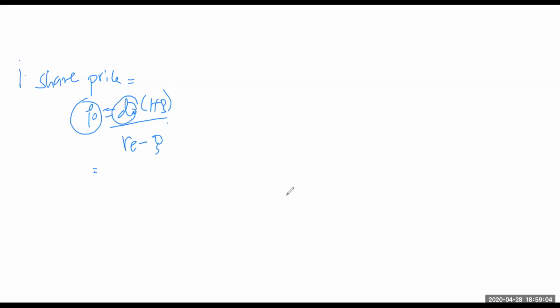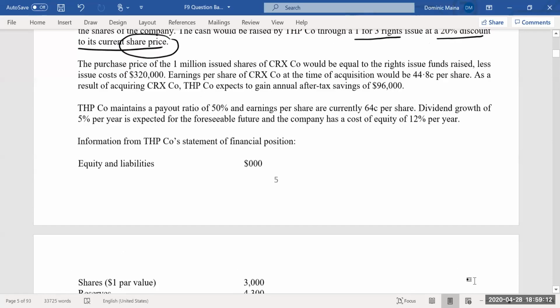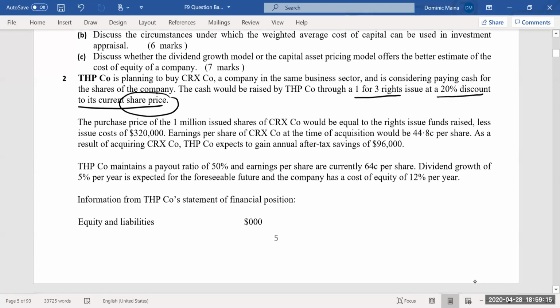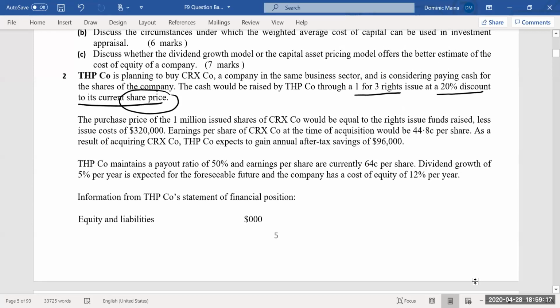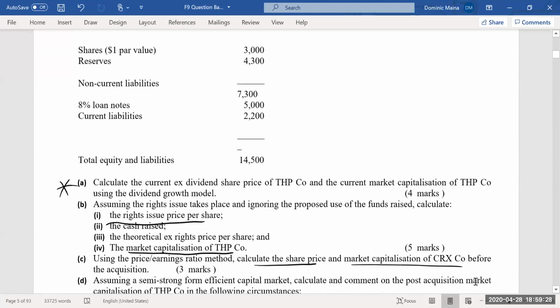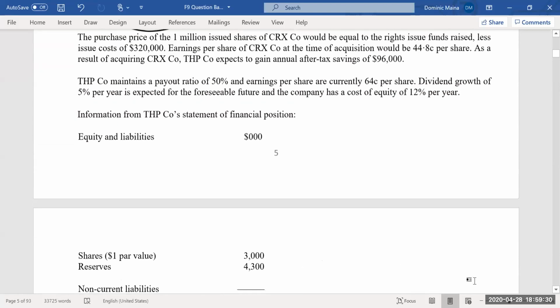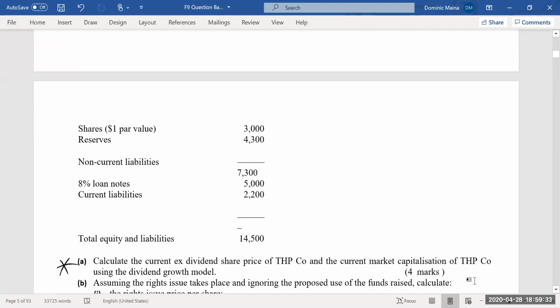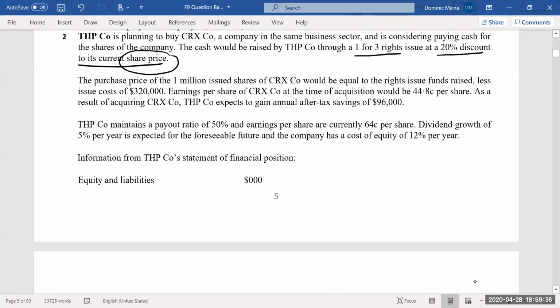Okay, so D naught, the most recent paid dividend for this example, the dividends for this company. CRX company at the time of acquisition, we want to make the evaluation of THP. So you need to get the dividend for THP. And the dividend for THP, where is it? Yeah, here it is. It's equal to 64 cents. The dividend for THP is equal to 64 cents.